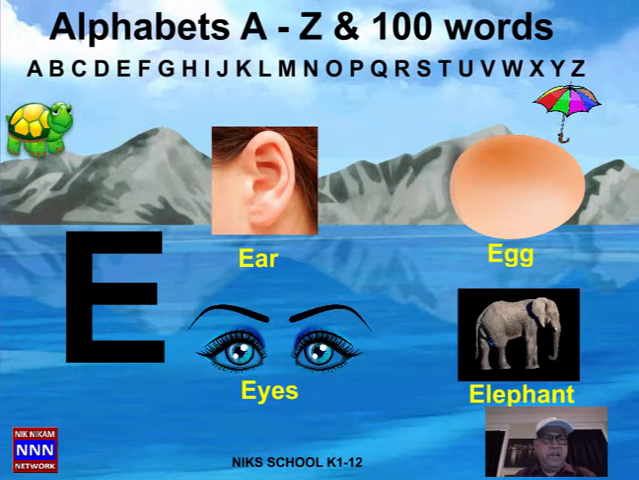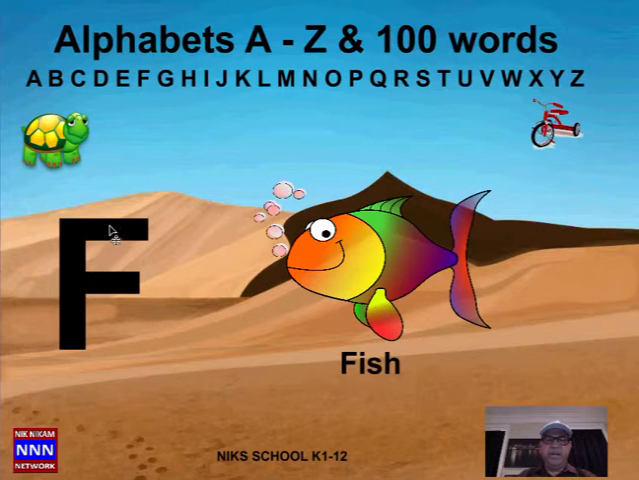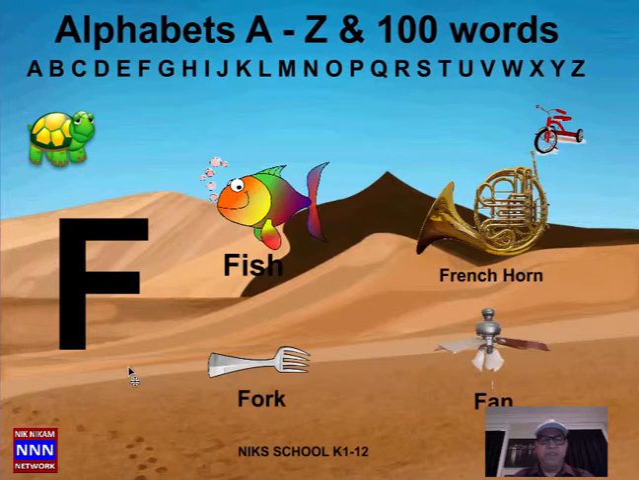Let's go to the next letter now. Now letter F. Here is letter F right after E. Letter F, and what is this? Come on, you know. Don't you see this in ponds fishing in the water? Yeah, this is a fish. F, fish. Okay, let's look at some more examples for letter F.